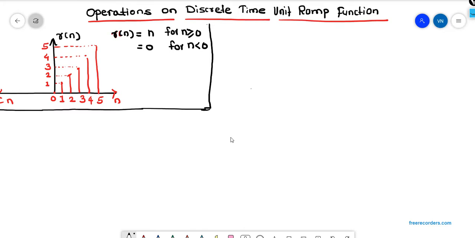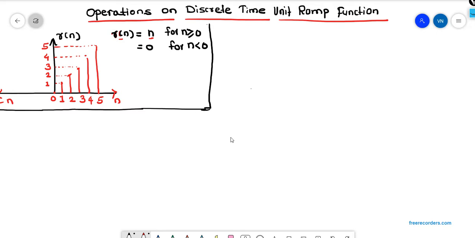So in today's video, we're going to see operations on a discrete time unit ramp function. Basically, this is the unit ramp function: r of n is equal to n for n greater than or equal to 0, and 0 for n less than 0. So in this case, whatever the time is, we get the same amplitude for that particular time.